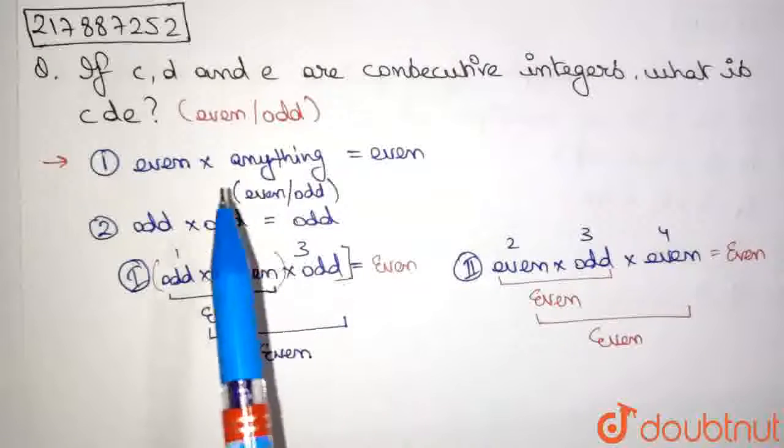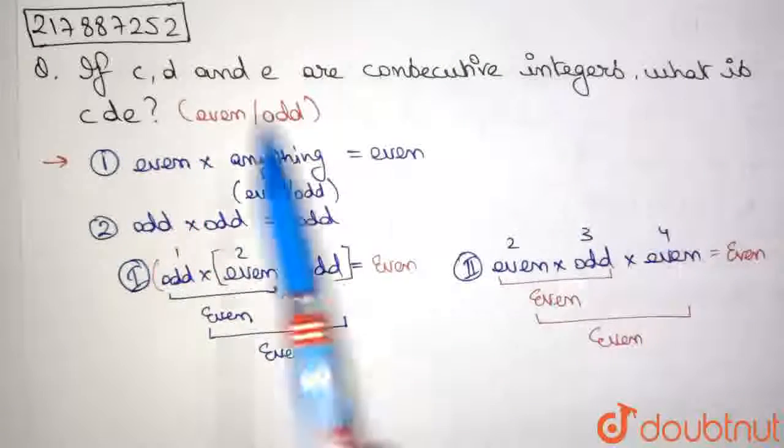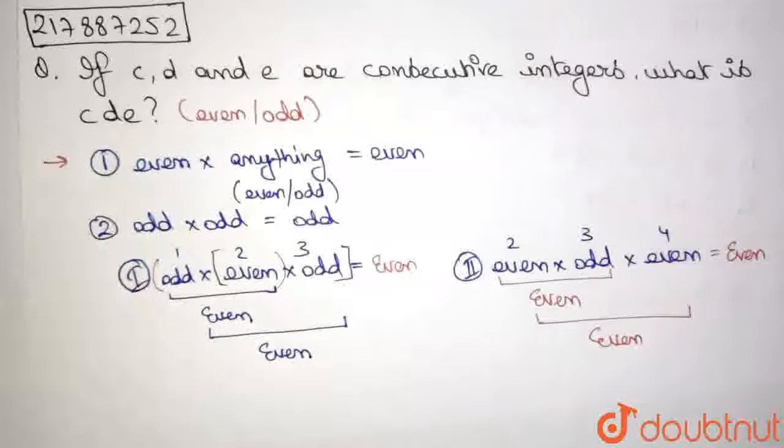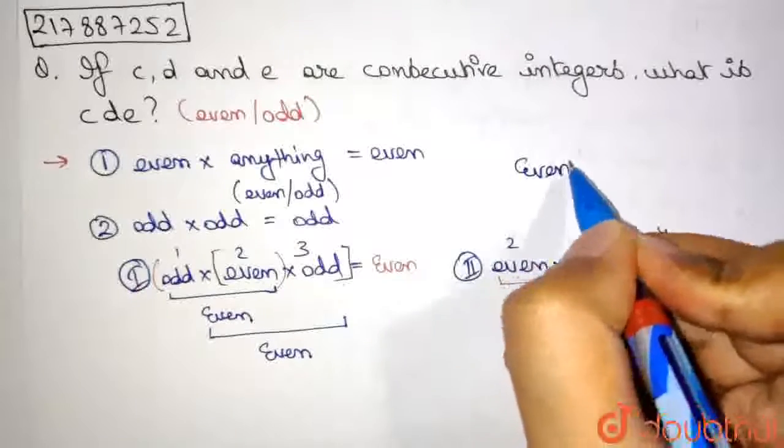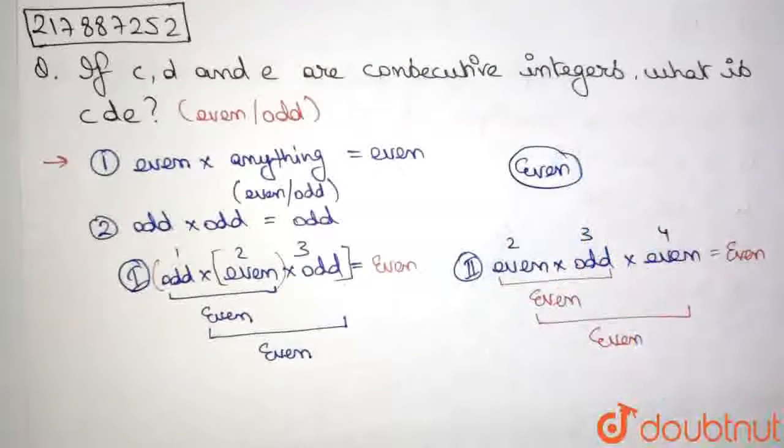So for this particular question, if C, D, E are consecutive integers, what is C into D into E? Definitely my answer is going to be even. So the correct answer for this particular question is even.